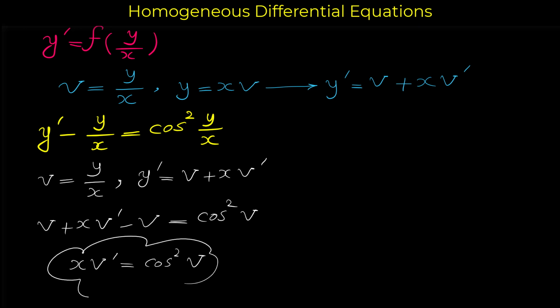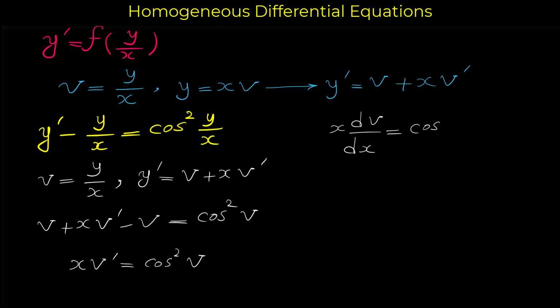Now this differential equation is a separable differential equation. Note that v prime is the derivative of v with respect to x. So I can write this differential equation in this form: x dv over dx, since v prime is dv over dx. In this form, it is more clear that this differential equation is separable: x dv over dx equals cosine squared of v.